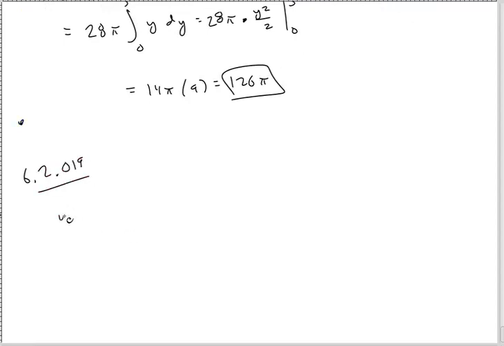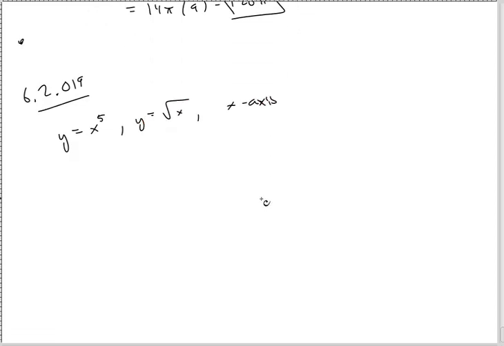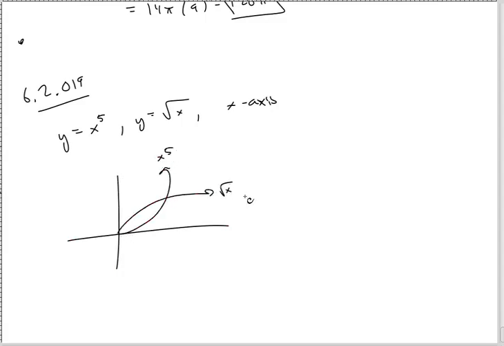62019. I got y is equal to x to the 5th. I got y is equal to the square root of x, and they say go about the x-axis. I'm going to just draw this picture, if that's okay. We got x to the 5th, and then we got the square root of x, and I'm guessing they just want this area right here. The problem is I don't know where they're going to collide, and I believe the answer is going to be a 1, but let's just find out.